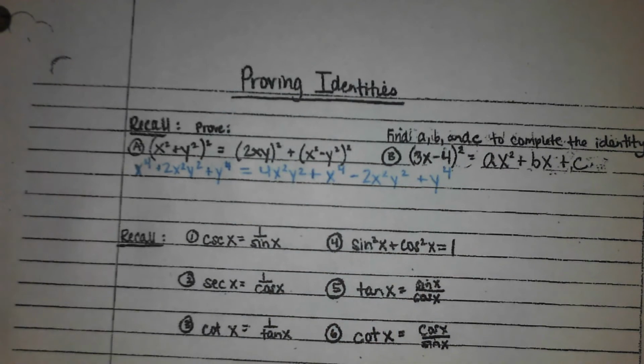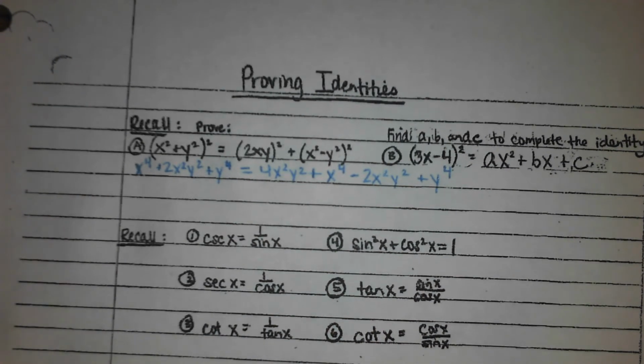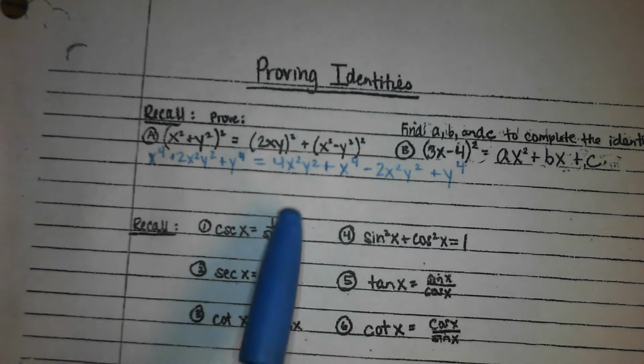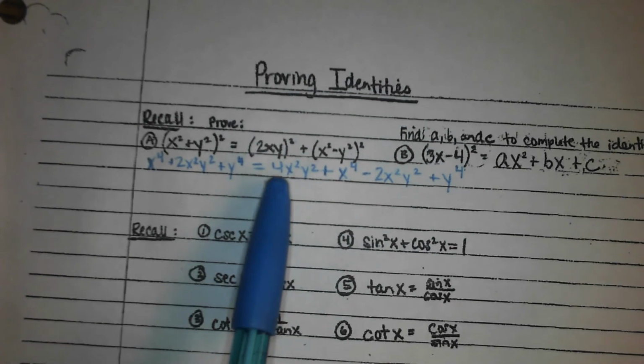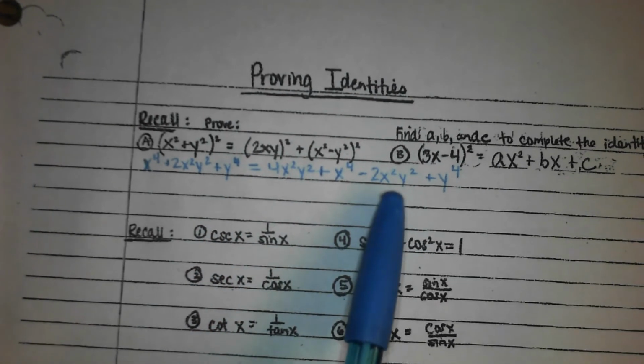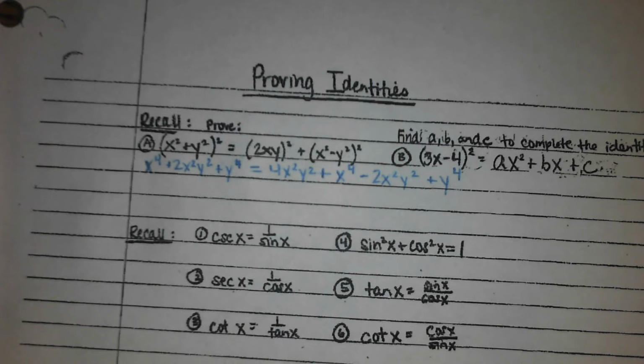So they don't match yet, and that's because the right-hand side is not simplified fully. We have some like terms we can combine. We have an x squared y squared term. There's 4 of them. And we have another x squared y squared term. There's negative 2 of them. So 4 minus 2 is 2.